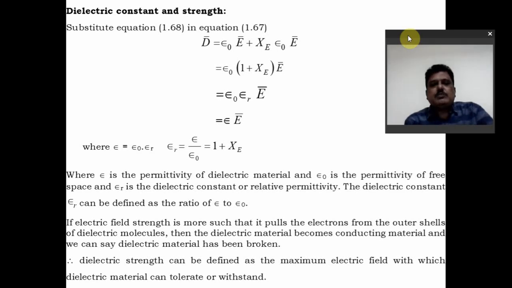If the electric field strength is so large that it pulls the electrons from the outer shells of dielectric molecules, then the dielectric material becomes a conducting material and we can say the dielectric material has broken down. Therefore, dielectric strength can be defined as the maximum electric field which the dielectric material can tolerate or withstand.